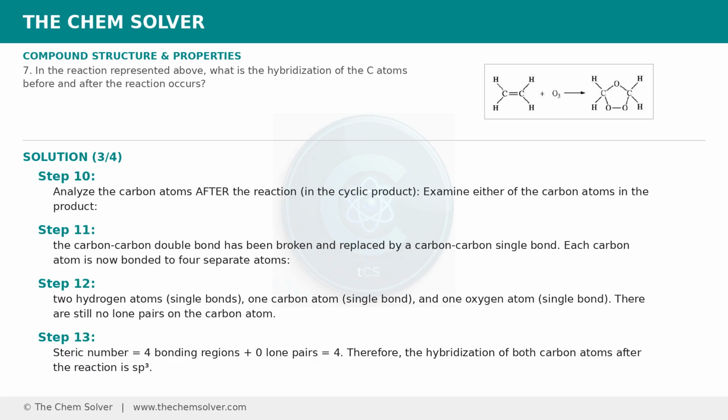Analyze the carbon atoms after the reaction. In the cyclic product, examine either of the carbon atoms in the product. The carbon-carbon double bond has been broken and replaced by a carbon-carbon single bond. Each carbon atom is now bonded to 4 separate atoms, 2 hydrogen atoms, single bonds, 1 carbon atom, single bond, and 1 oxygen atom, single bond. There are still no lone pairs on the carbon atom. Steric number equals 4 bonding regions plus 0 lone pairs equals 4. Therefore, the hybridization of both carbon atoms after the reaction is sp³.